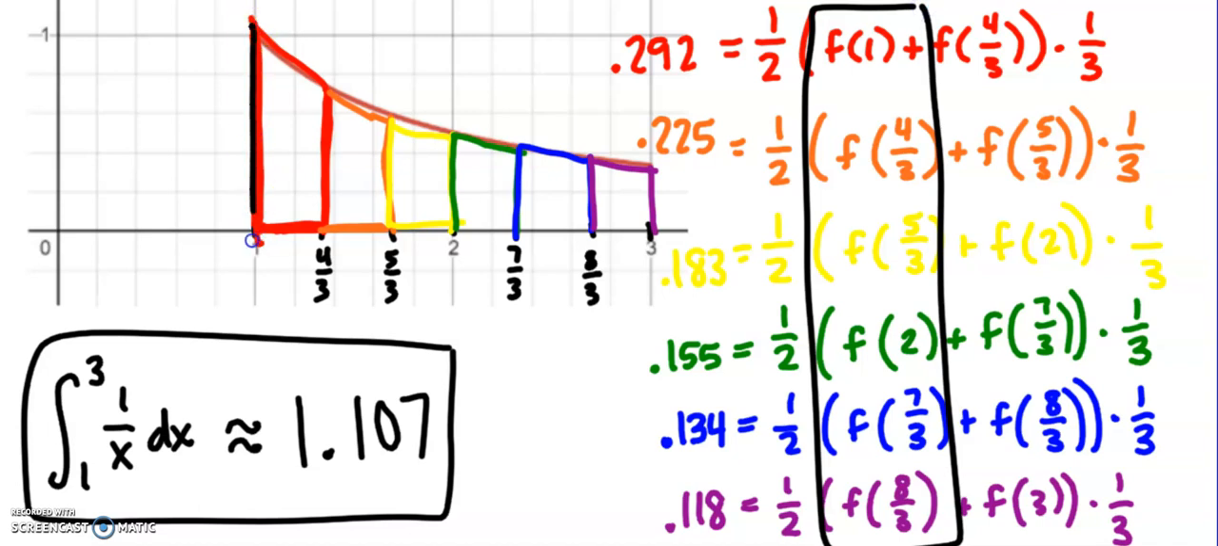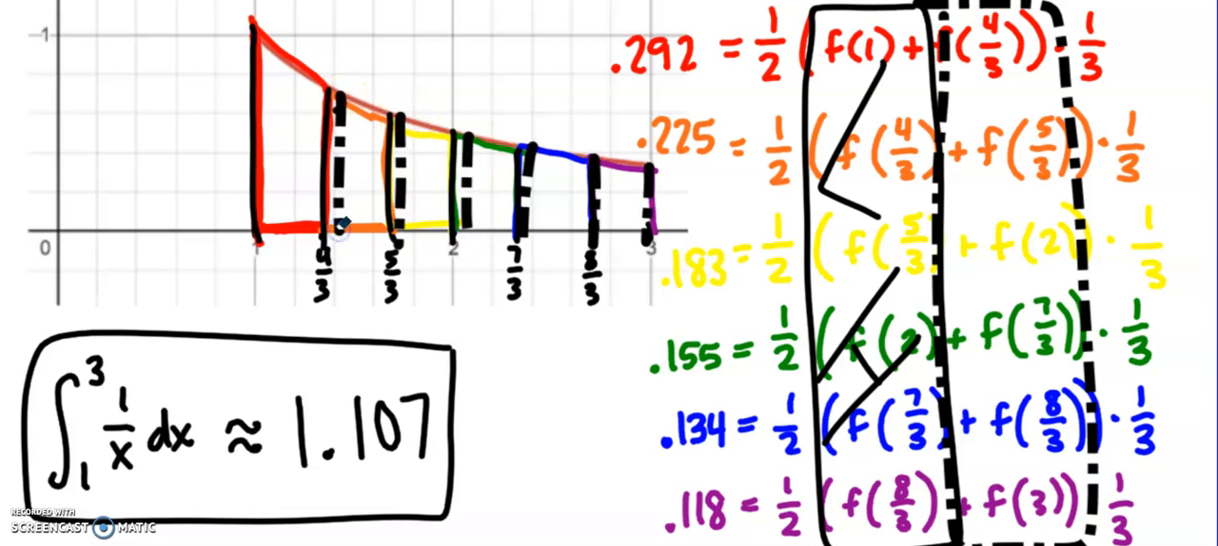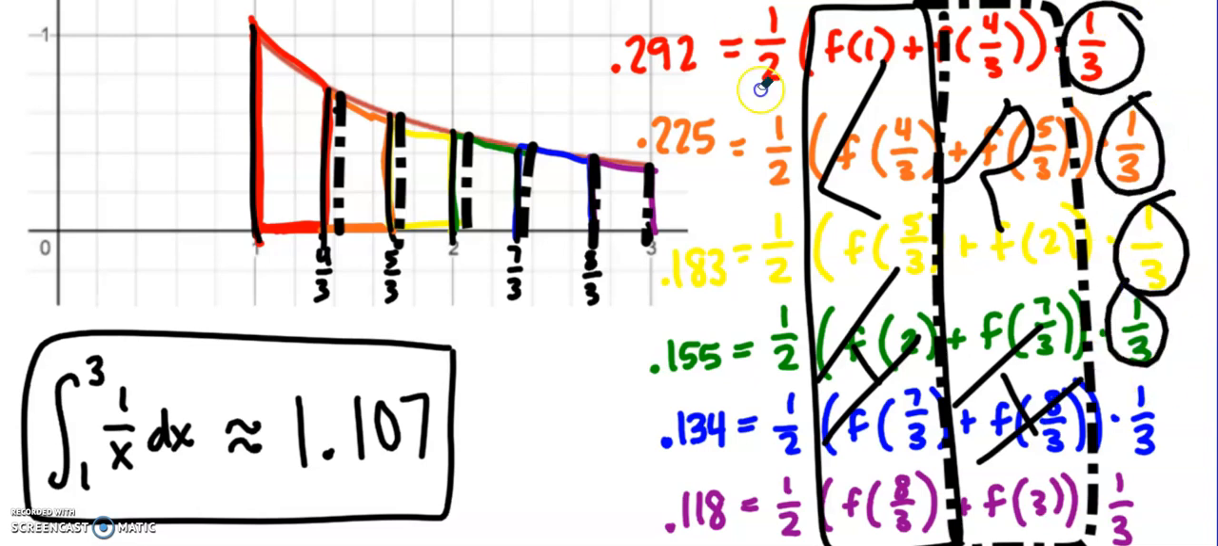F of 1, F of 4/3, F of 5/3, F of 2, F of 7/3, F of 8/3. Those are all of our left hand heights. Then, looking at our second column here, F of 3, F of 8/3, F of 7/3, F of 2, F of 5/3, F of 4/3, that's all of our right hand values. Then this 1/3 showing up that's going to multiply by each thing, that's our widths.